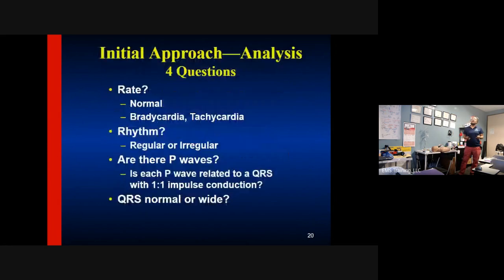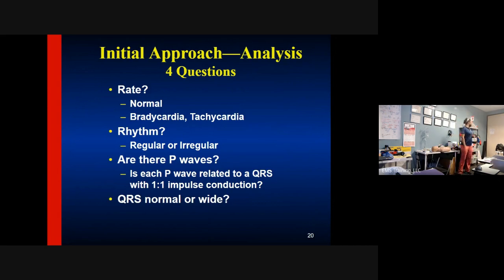So you want to look at rate. Is the rate normal? Meaning 60 to 100 beats per minute is normal. Is it brady? Less than 60 beats per minute. Is it tachy? Greater than 100 beats per minute. Remember, if it's SVT, supraventricular tachycardia, it has to be greater than 150 beats per minute. PSVT, paroxysmal supraventricular tachycardia, will be greater than 299 beats per minute.